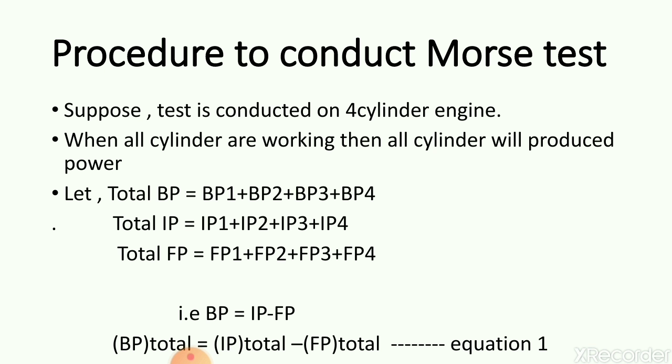So here, what is the brake power? The brake power is obtained when the frictional power is subtracted from the indicated power. So what is indicated power? Already we discussed that it is the total power which is produced inside the cylinder. When we subtract some losses from that, finally we get the brake power. So total brake power equals total indicated power minus total frictional power. This is our equation number 1.